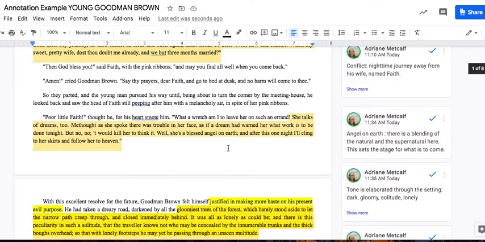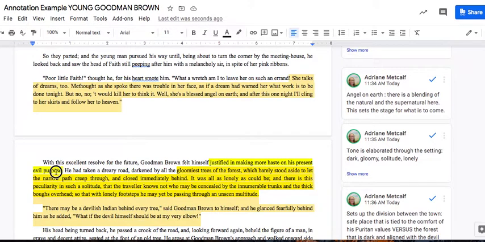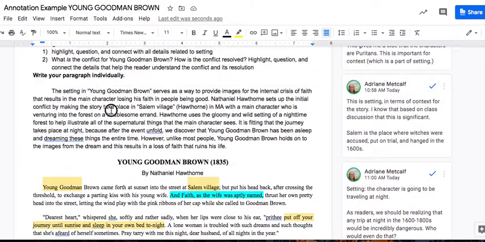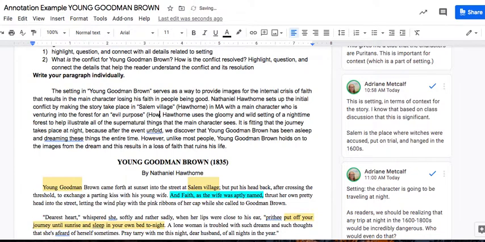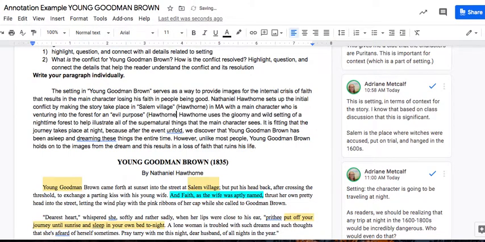So actually I see here he is set on an evil purpose. Ooh, that's a good one. That is something I could say, venturing into the forest for an evil purpose. Cool. I am using the author's writing or words here to set up. The setting is Salem Village. He's going into the forest and there is trouble brewing. This has to do with the conflict.